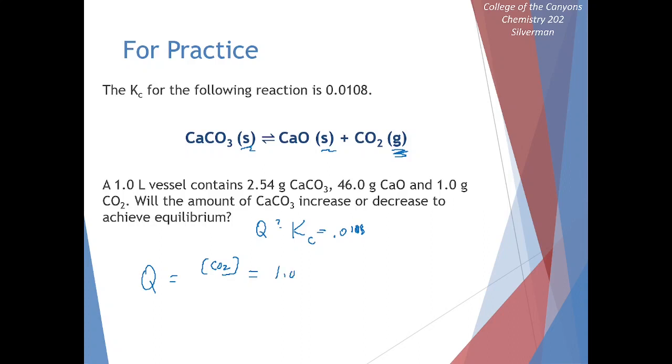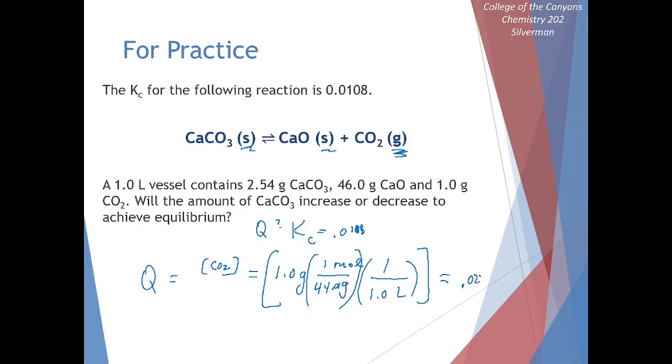What do we have? We have 1.0 grams of CO2. We want to have the moles of CO2 divided by the liters of our container. So we can use our molar mass. We can use our volume. This is going to be our concentration of CO2: 1 gram divided by 44 grams per mole, divided by 1 liter. Our Q has a value of 0.023.